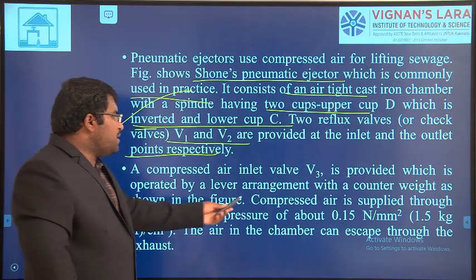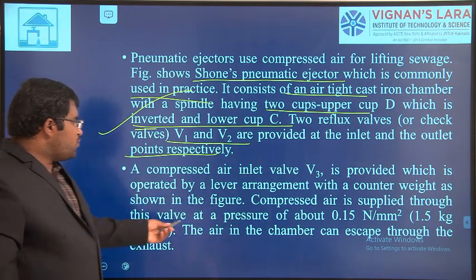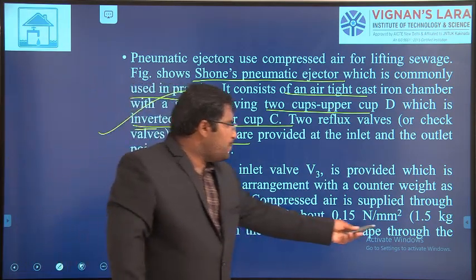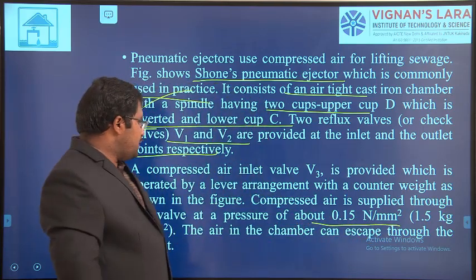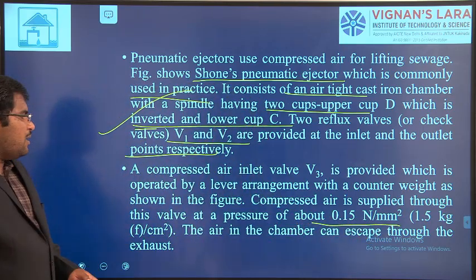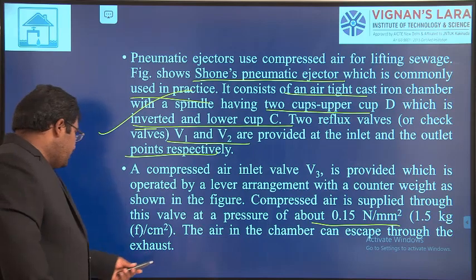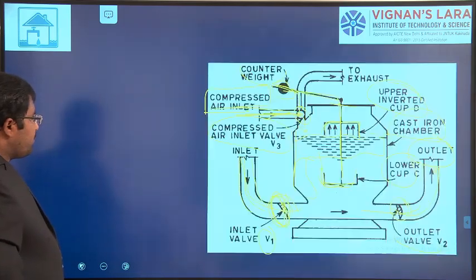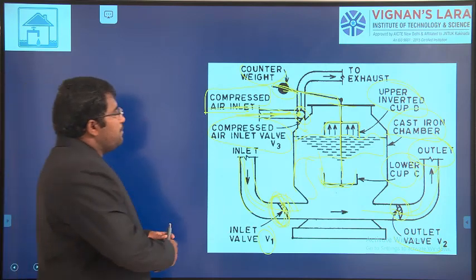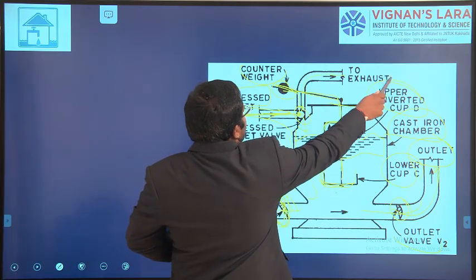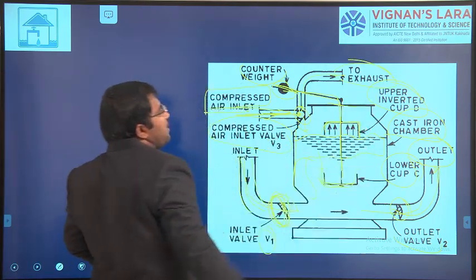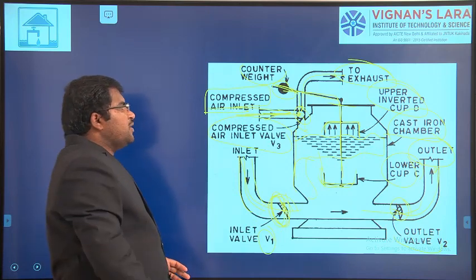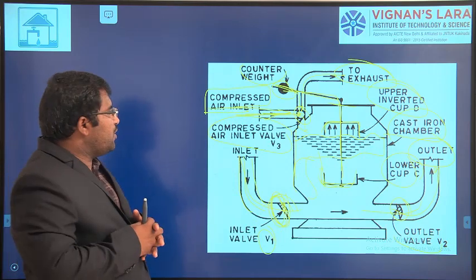Next, compressed air is supplied through this valve at a pressure of 0.15 Newton per mm square. The air in the chamber can escape through the exhaust. Here we have an exhaust, so if there is more air, it will escape through the exhaust.